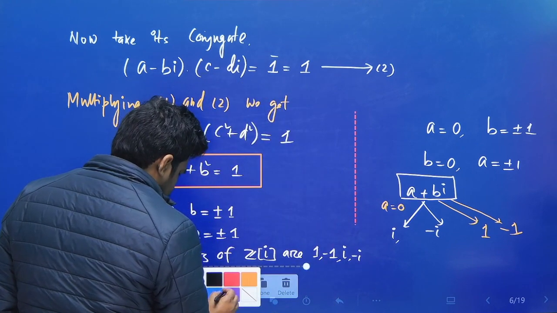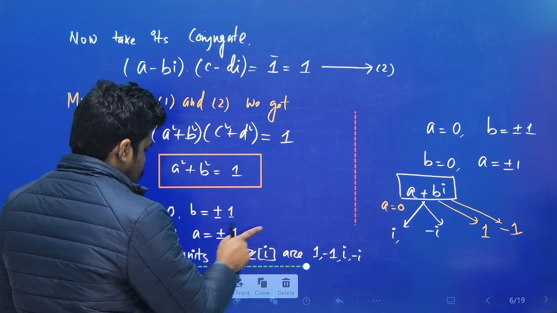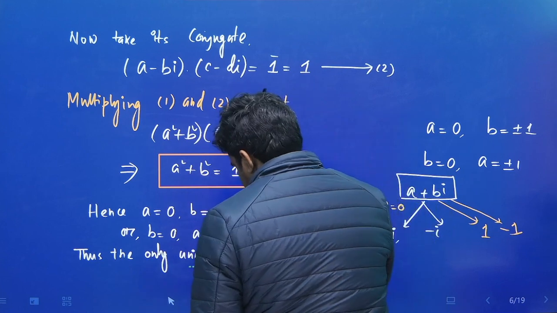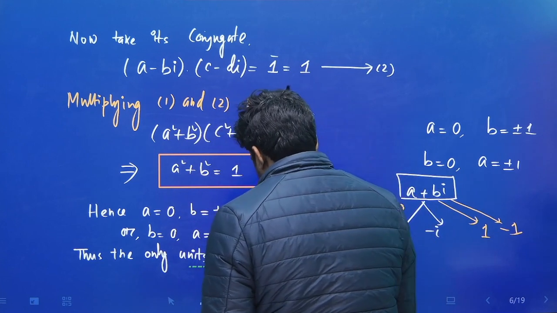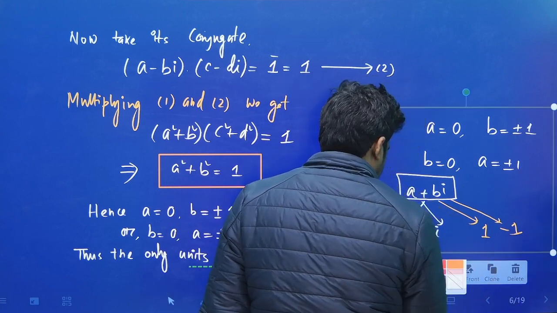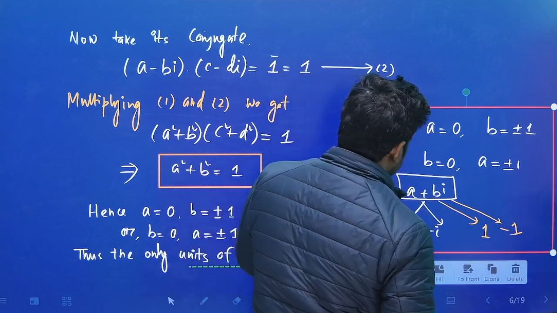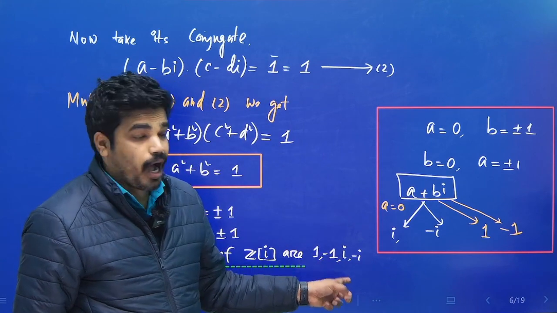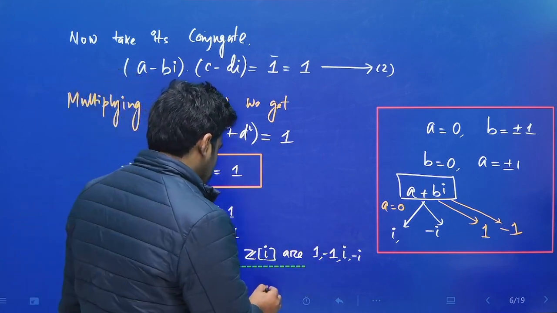It is a very, very important example. What are the units of Zi? The units of Zi are 1, minus 1, i and minus i. I have done this so that you can understand. Okay.